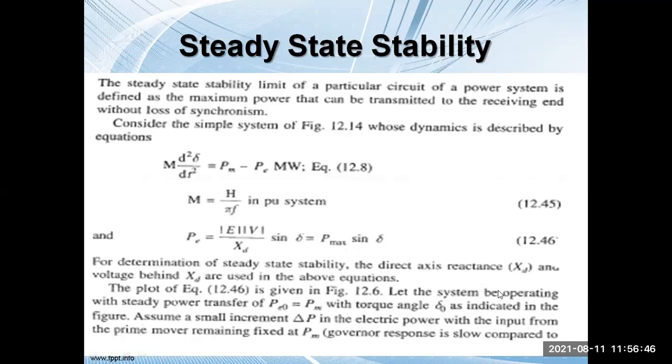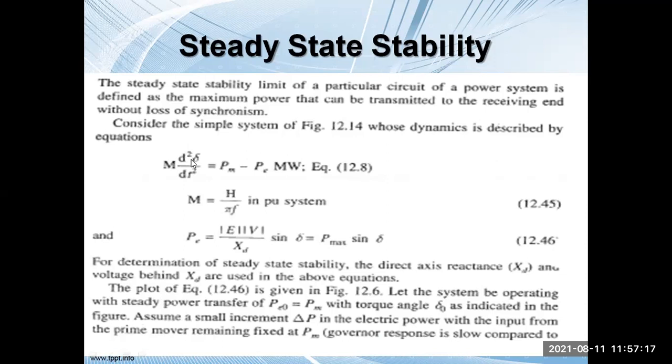Okay. So let the system be operating with steady state power of P0 equal to Pm with torque angle delta 0 as indicated in the figure. Assume a small increment delta P in the electrical power, with the input from the prime mover remaining fixed at Pm. So your input is fixed. The Pm is your mechanical input that remains fixed, but your electrical output gets changed by a small amount.